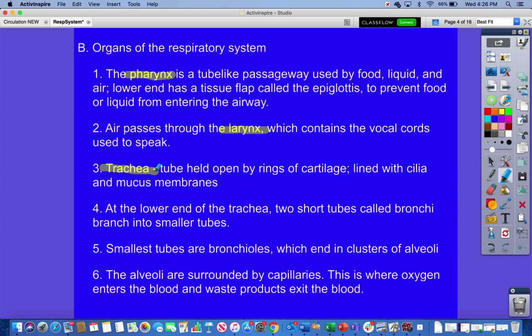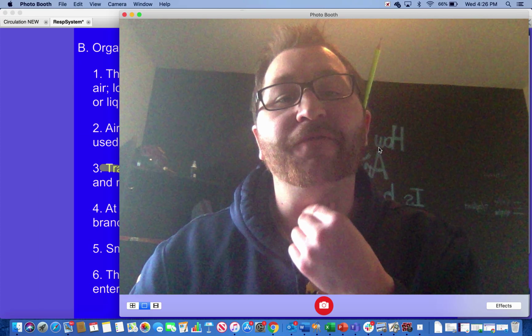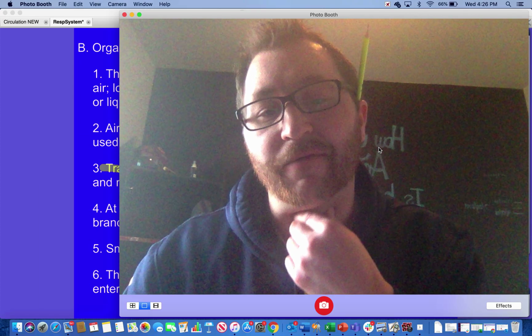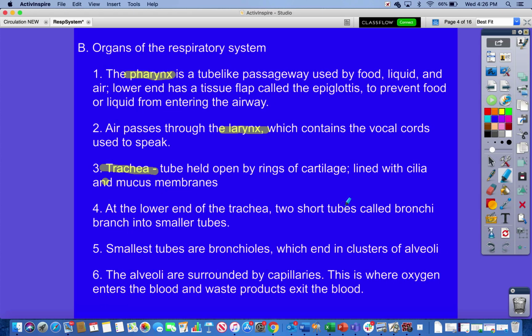The trachea, the next highlighted item in your book, is a tube that is held open with C-shaped rings. You can feel your trachea. If you feel in your throat right here, you can feel the cartilage rings of your trachea right in there. So that's your trachea. At the lower end of your trachea are these tubes called bronchi. You've maybe heard of someone who has bronchitis. That's an inflammation of those tubes. They're little. They split off from the trachea.